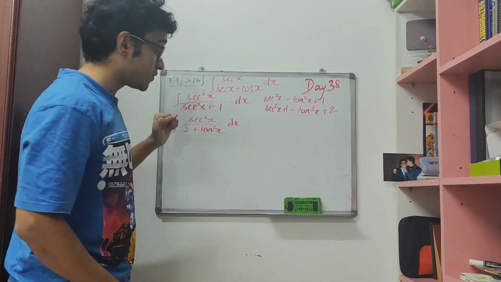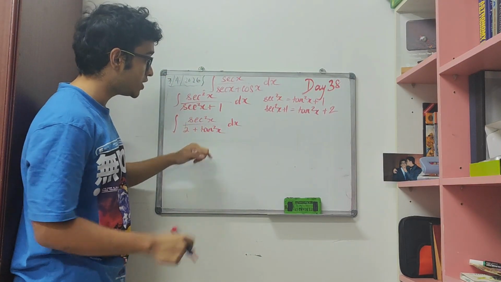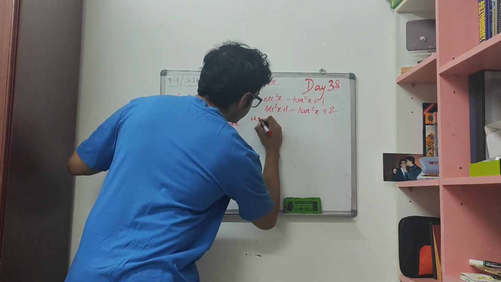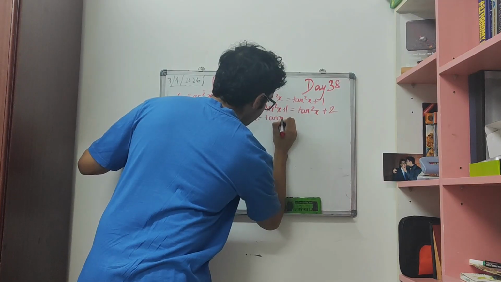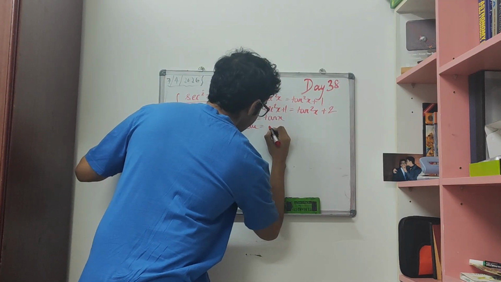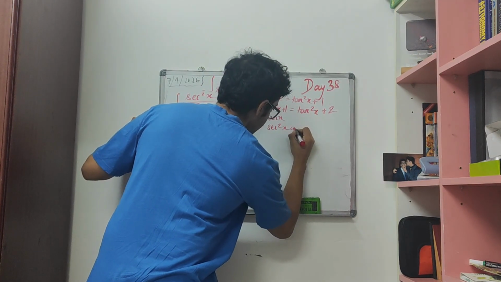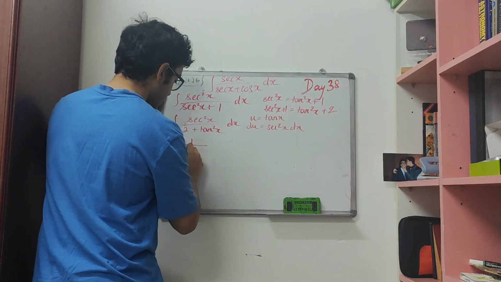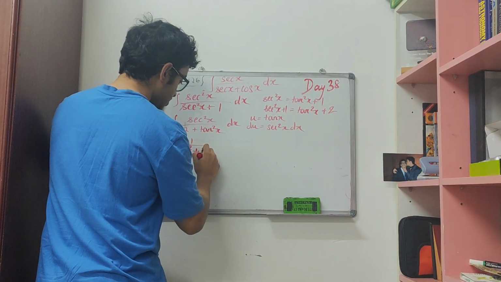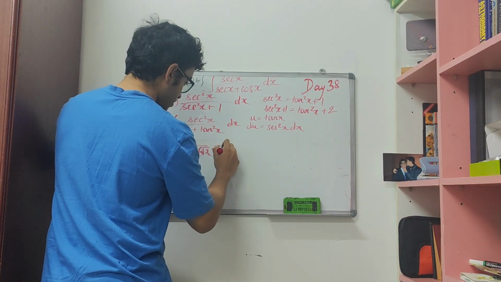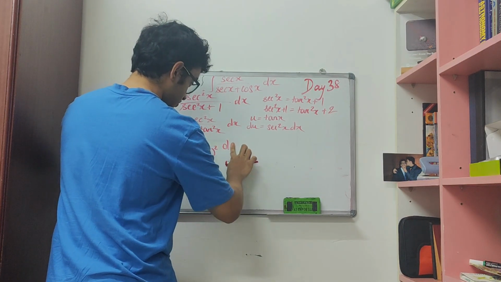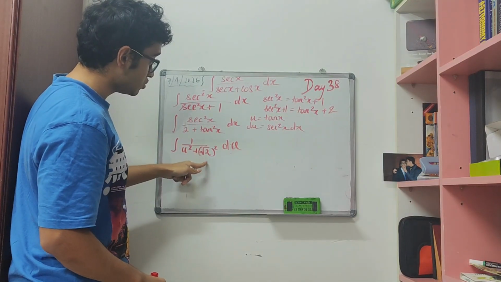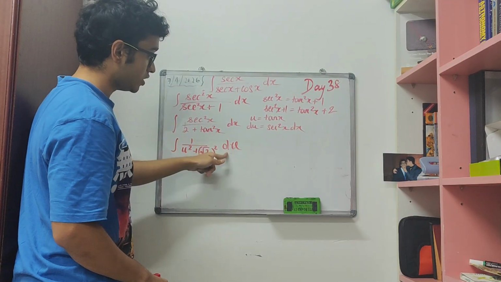And as you all know, if you just put u as tan x, we get sec squared x dx, and you get a pretty simple integral. So now we all know that this integral is just the integral of 1 over u squared plus root 2 whole squared, which is just 2, du.